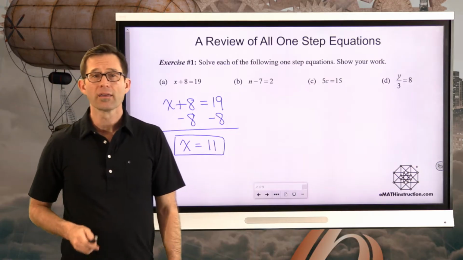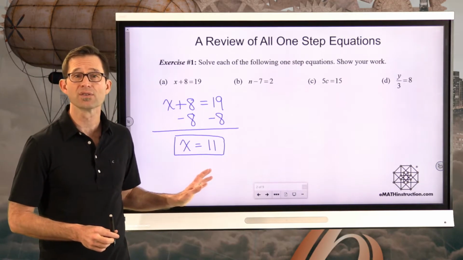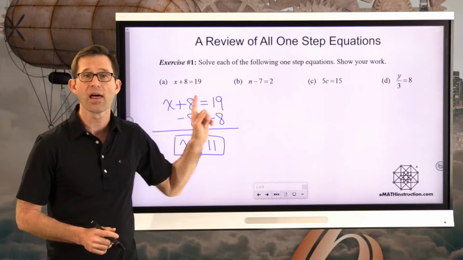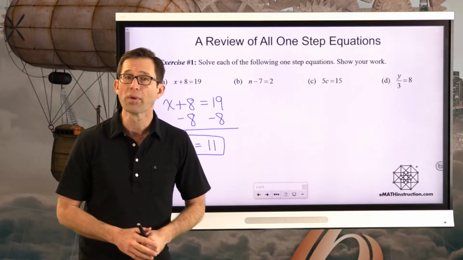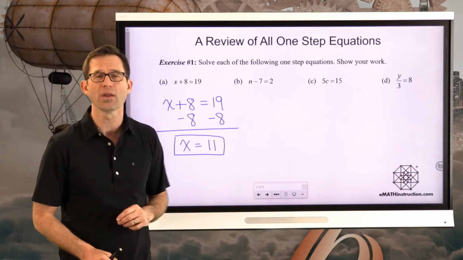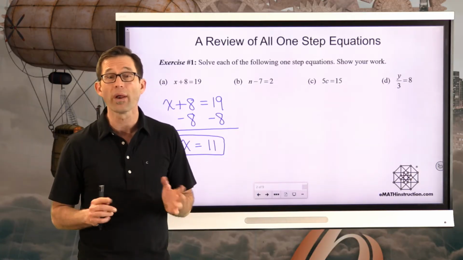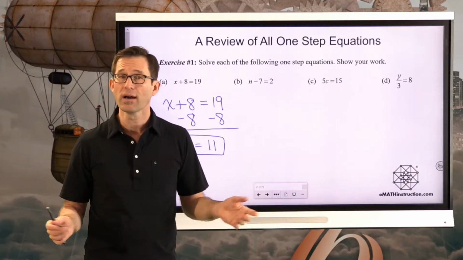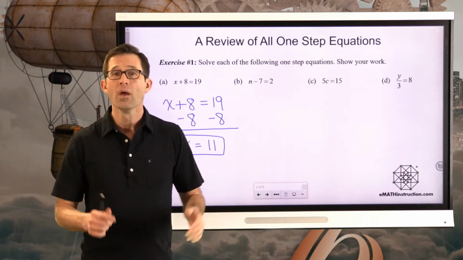I want to keep coming back to and emphasizing the fact that you can easily check to see that this is a solution by taking 11, putting it back into this equation and saying, is 11 plus 8 equal to 19? Yes, it is. And again, that's critical because it would be easy to look at this equation and think, oh, maybe I should add 8 to both sides. X is equal to 27. But then if you were to put 27 into the equation, you'd find 27 plus 8 is not 19. Anyway, let's keep going.